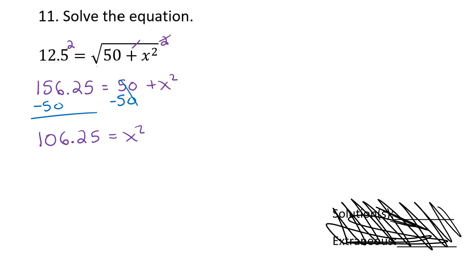We then want to get rid of the square. We just want to have the x, so we're going to square root. And we're going to be left with x equals 10.3 when we round.